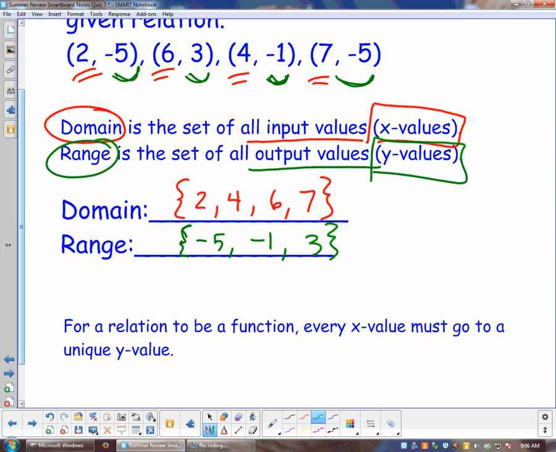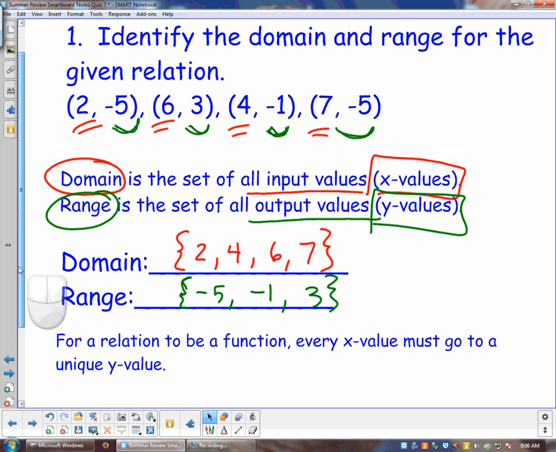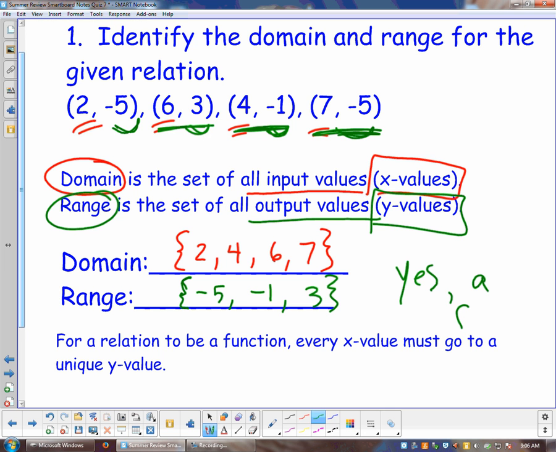So for a relation to be a function, every x value must go to a unique y value. In this case, is that what's going on? Well, 2 is going to -5. 2 is not going anywhere else. 6 is going to 3. 6 is not going anywhere else. 4 is going to -1. 4 is not going to any other number. 7 is going to -5. It's not going anywhere else. So the answer is yes, this is a function. All right, let's take a look at example number 2.